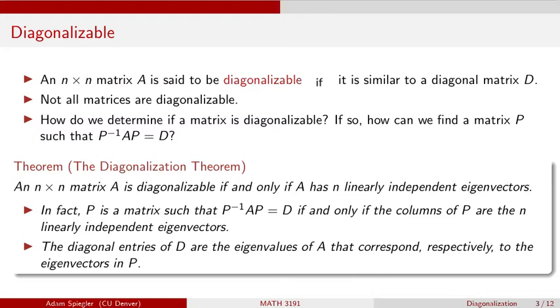The diagonal entries are going to be the eigenvalues of A corresponding to the ordering that we listed the eigenvectors in matrix P. So in other words, the first column in matrix P is some eigenvector, and that means that the first diagonal entry in matrix D is going to be the eigenvalue of the first column vector in P. The second diagonal entry in D is going to be the eigenvalue corresponding to the second column of matrix P. So let's take a look at an example on the next slide.